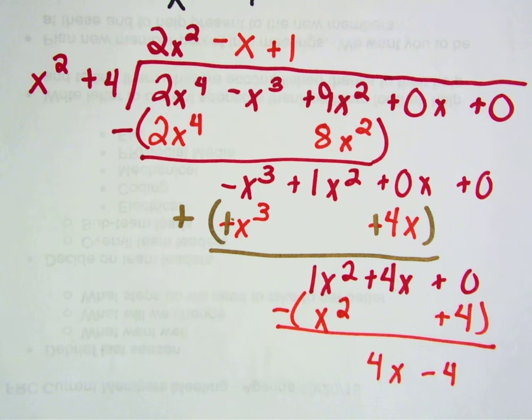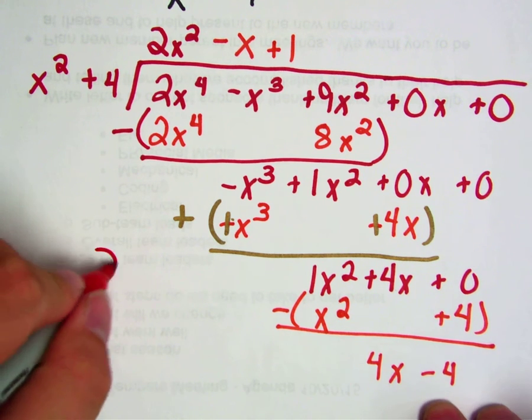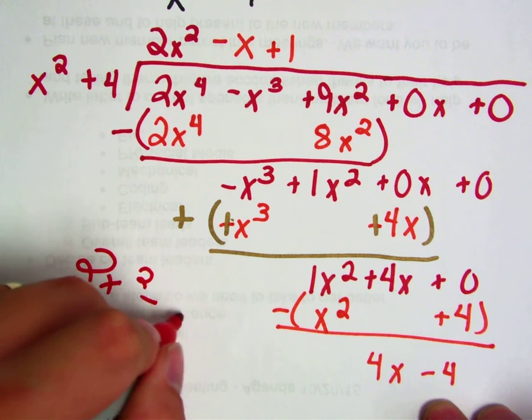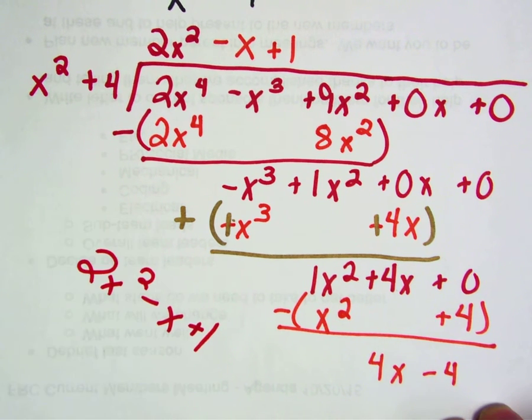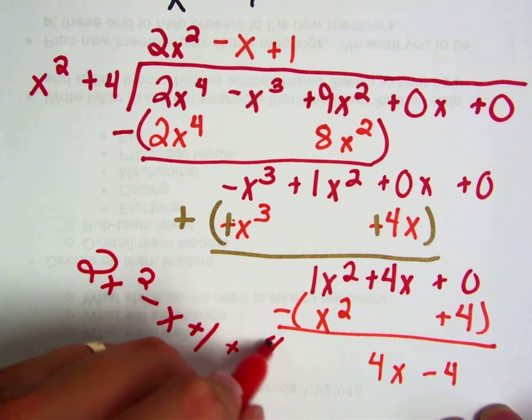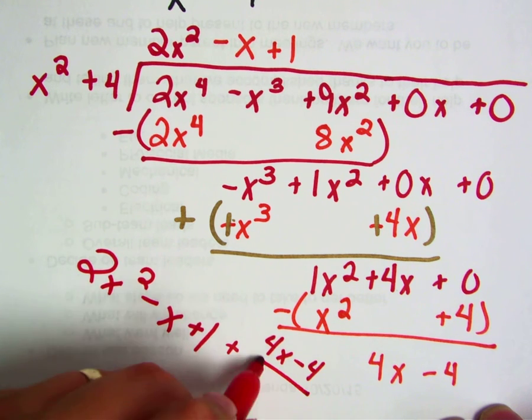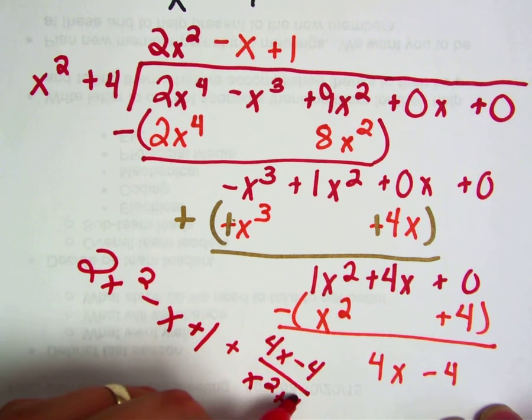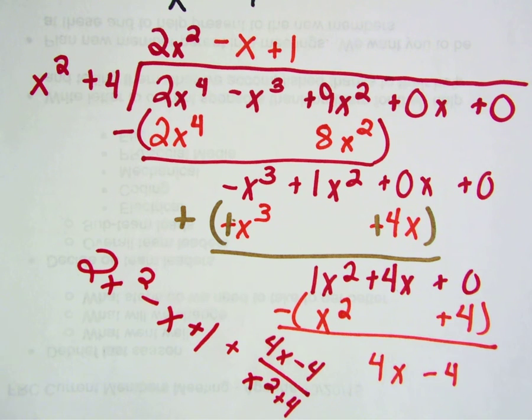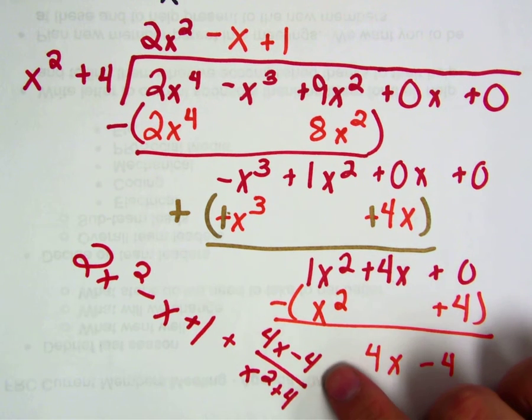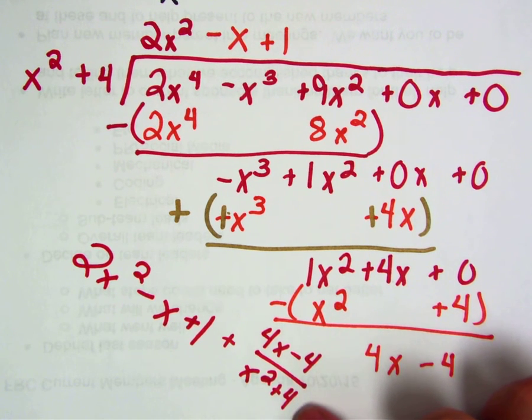And finally, I'm going to need to write that as a mixed number. So I'm going to end up with 2x squared minus x plus 1 plus 4x minus 4 over x squared plus 4. And so I have my quotient plus my remainder over my divisor.